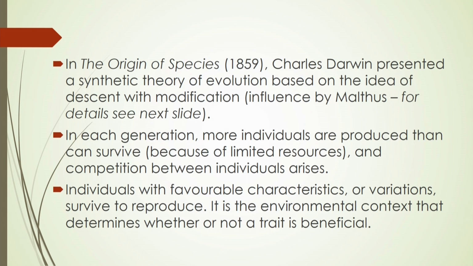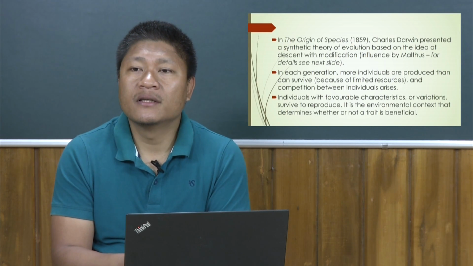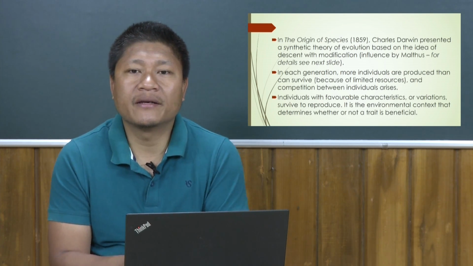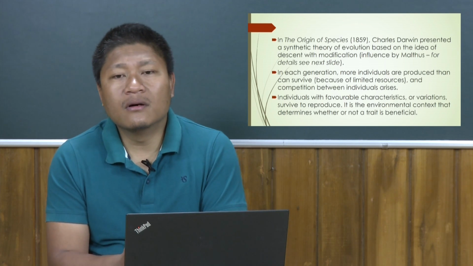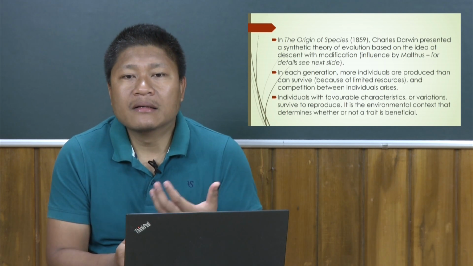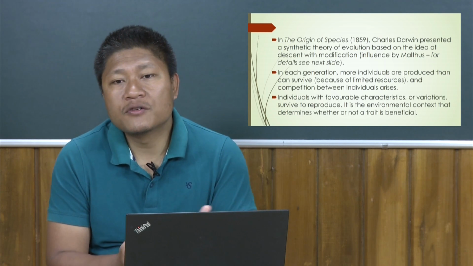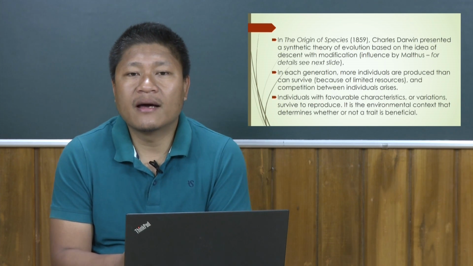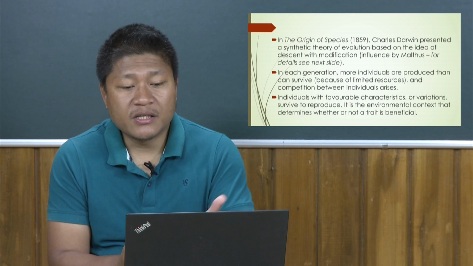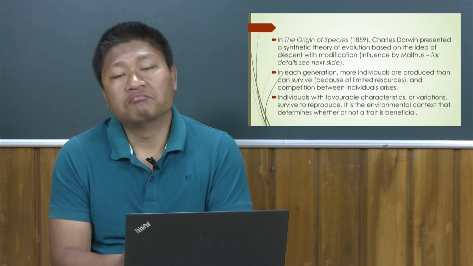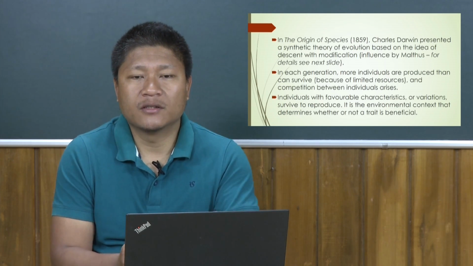Now, first and foremost, let us begin by looking at the works of Charles Darwin. Charles Darwin, in his work The Origin of Species, way back in 1859, tries to give us an explanation, a synthetic theory of evolution of human society, which is based on the idea of descent and modification, which is influenced rather by Malthus, which I will try to explain in the next slide.